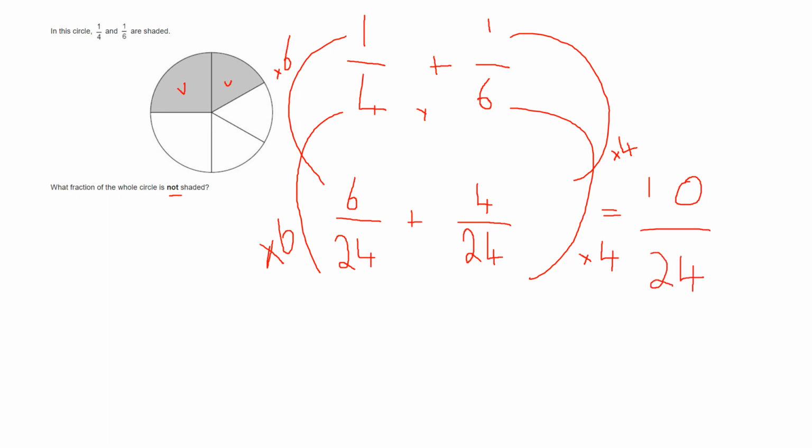However, they are asking me what has not been shaded. So again, I know that the whole circle would be 24 24ths. So far, 10 24ths have been shaded. So what is left, we will do a take away. Or what is not shaded, we'll do 24 take away 10, which equals 14. And I know my denominator stays the same.